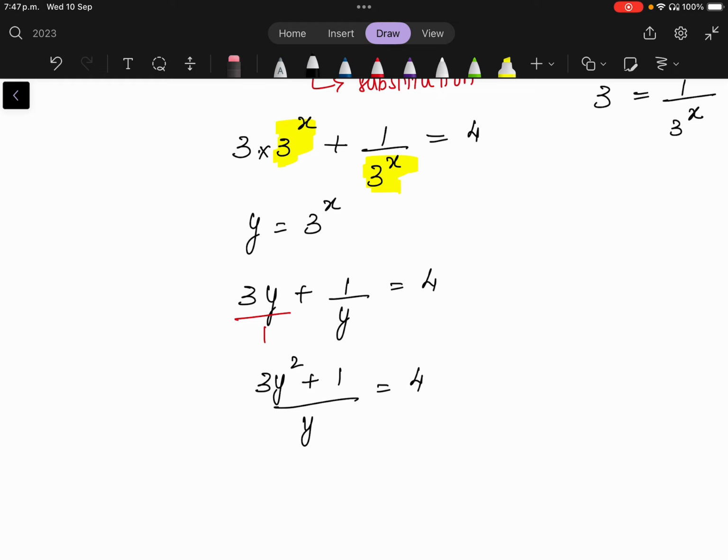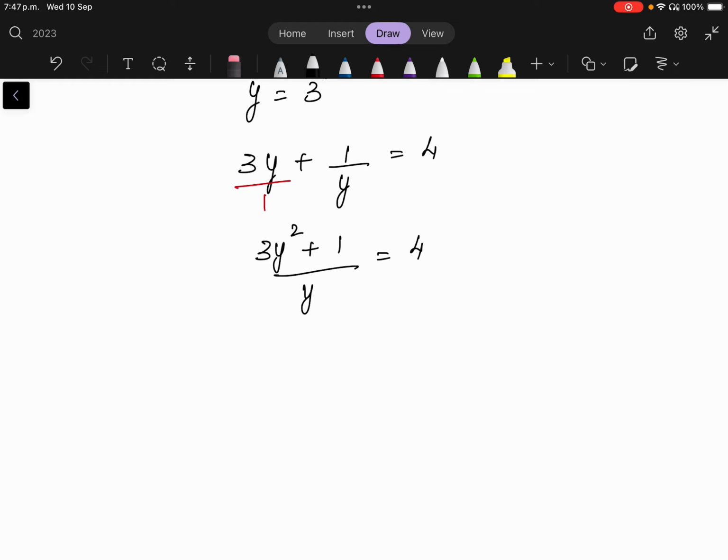If you don't know the cross multiplication, there is a video in my channel. Please look at that. I think I have a couple of videos. Now again, here when you have a fraction, you cross multiply. So that will be 3y square plus 1 is equal to 4y. Now you bring the y to this side. So 3y square minus 4y plus 1 is equal to 0.